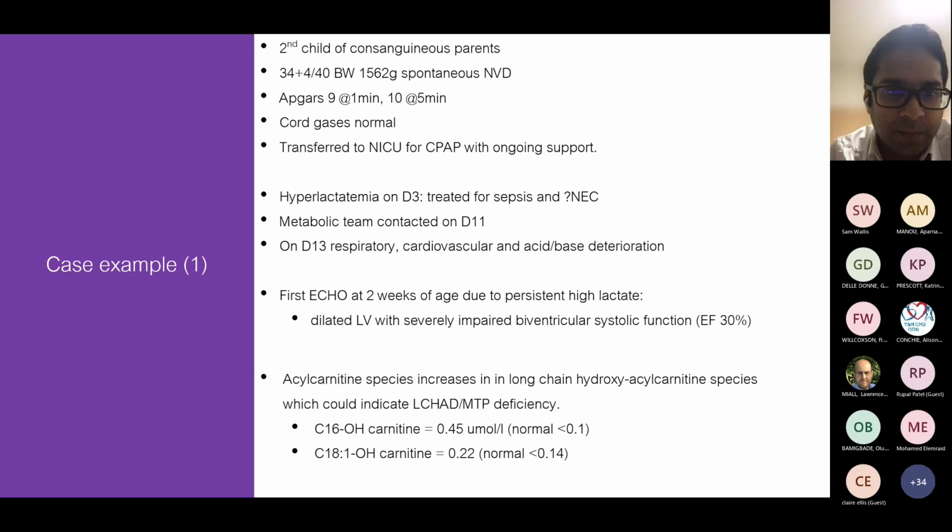there was a very dilated left ventricle, severely impaired systolic function. So that led to metabolic investigations being done, but in this particular case, it was the acyl carnitine profile that proved the most helpful. And just to show that it's not always the case that the pattern that we expect is what you see, this very much looked like a fatty acid oxidation disorder. So there were long chain acyl carnitines that accumulated, suggestive of a long chain hydroxyacyl CoA dehydrogenase deficiency, or MTP, or mitochondrial trifunctional protein deficiency.